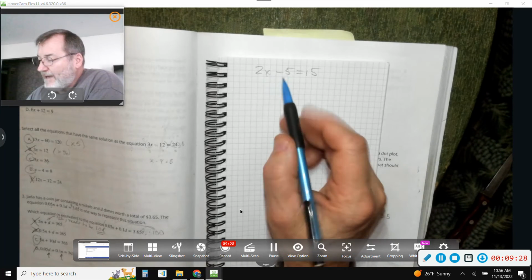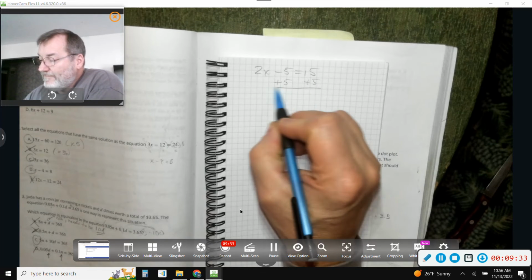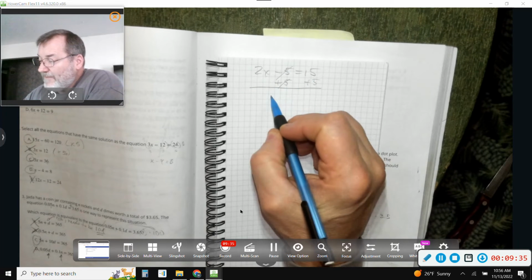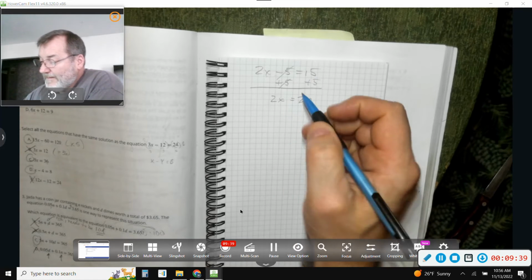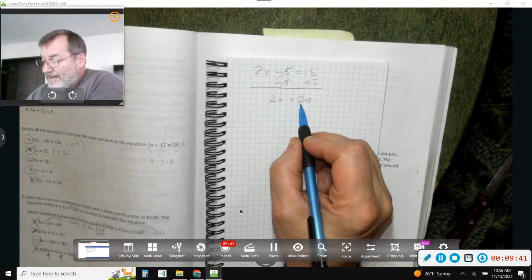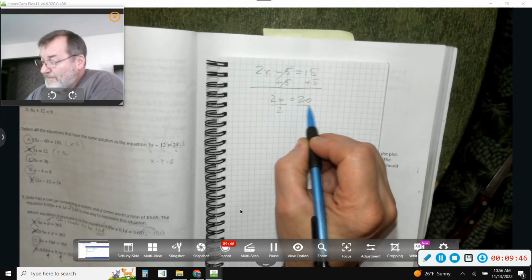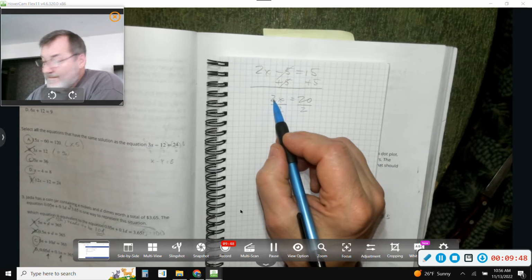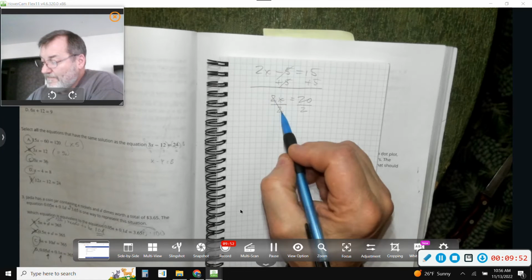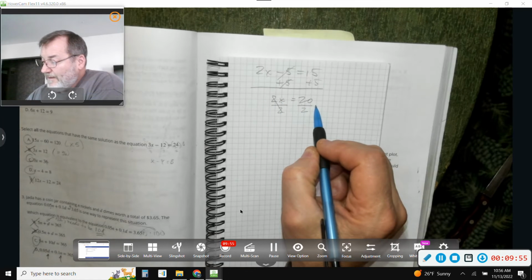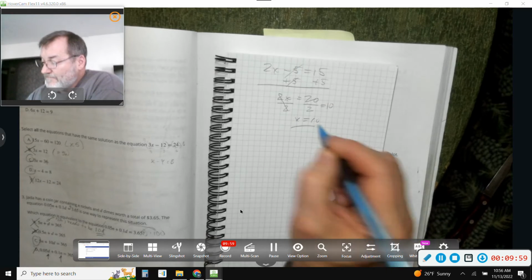Well, I'm subtracting 5, so we're going to do the same thing to both sides. We're going to add 5. The 5s cancel. I get a 2x. That's all I got on the left. 15 plus 5 is 20. Now 2x equals 20, so I'm going to divide both sides by 2. That's the coefficient of the unknown. So you divide by the coefficient of the unknown. And then 20 divided by 2 is 10, so x equals 10.